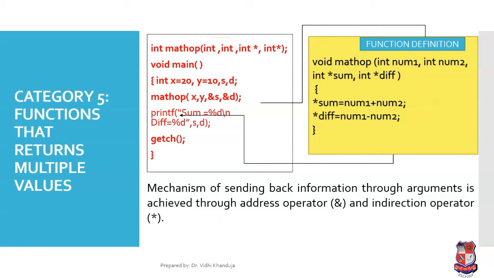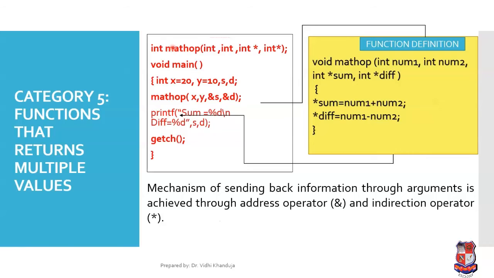The fifth category is the function that returns multiple values, right? This is possible only with the help of your pointers, right? So you must have an address operator and indirection operator. Clear? So I have taken a simple example here. Just look at this first. This is the function declaration or a function prototype, right? Int, that means the function is returning a value.